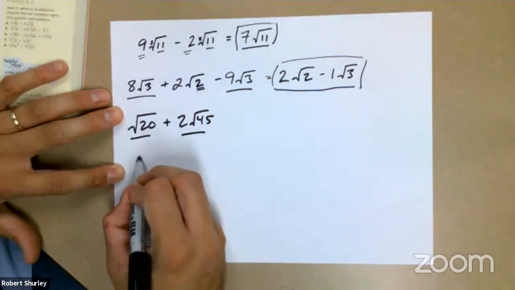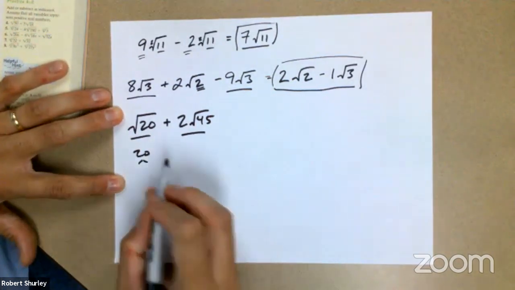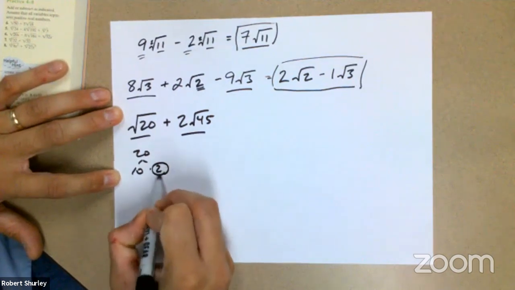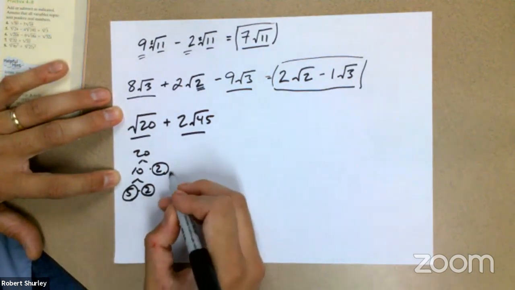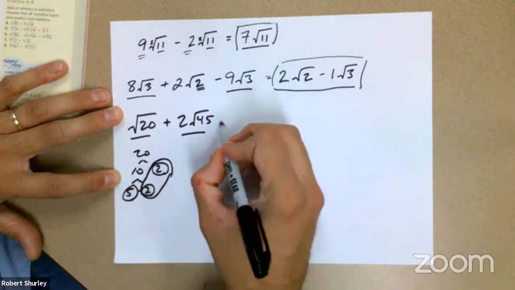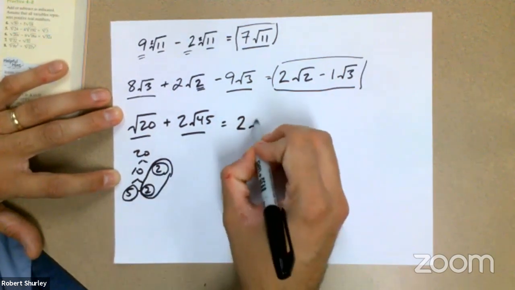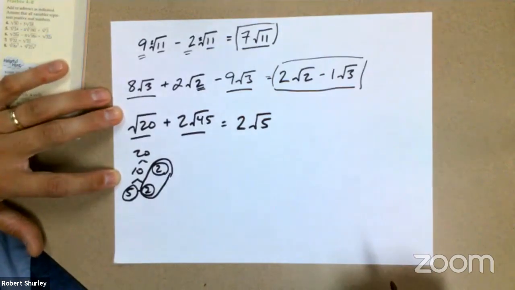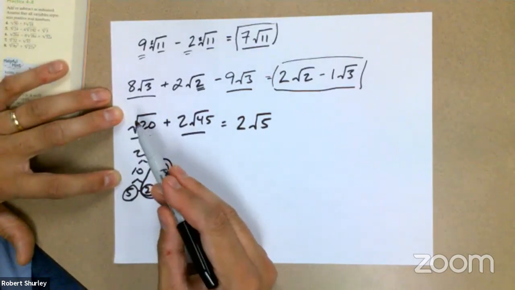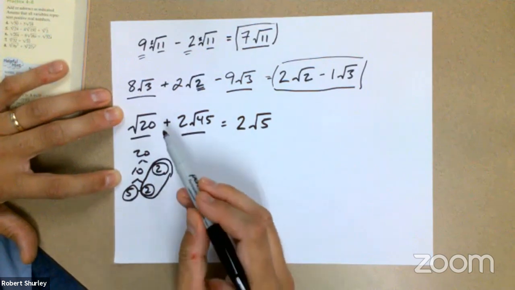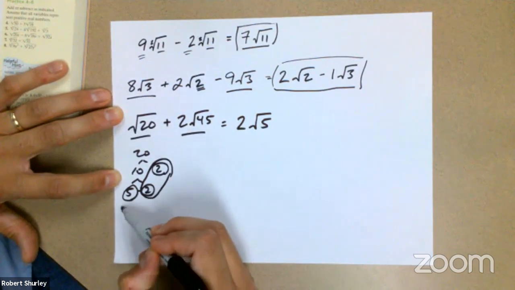So the 20, remember I like doing the factor tree. So 10 times 2, 5 times 2. So I can take out a 2. And I'm left with a 5, right? That would be the 20. So you can take out the 2 because it pairs up. Remember, it's square root. So take out the 2. Leave the 5. Can't come outside.